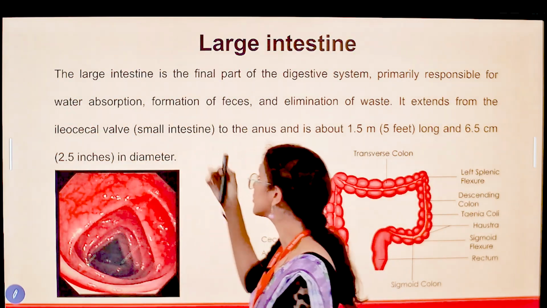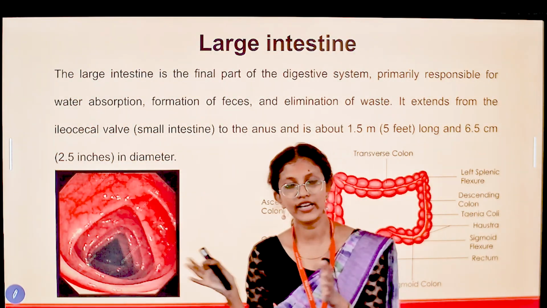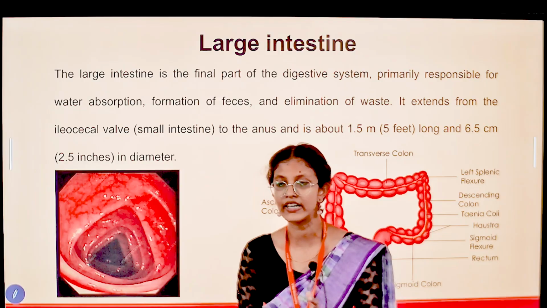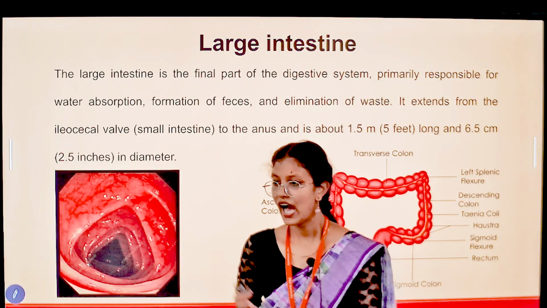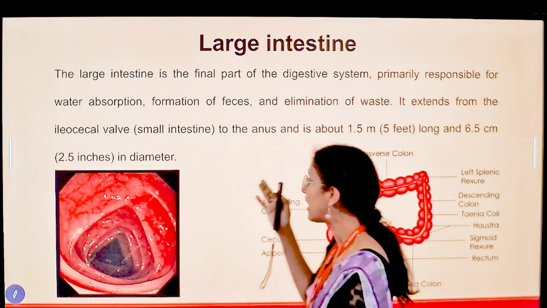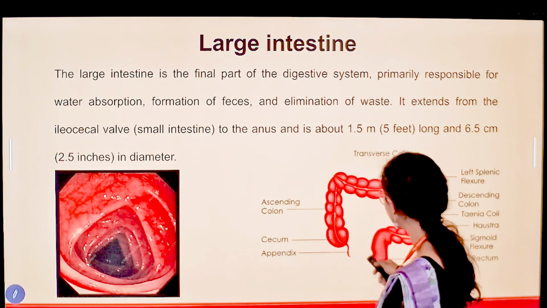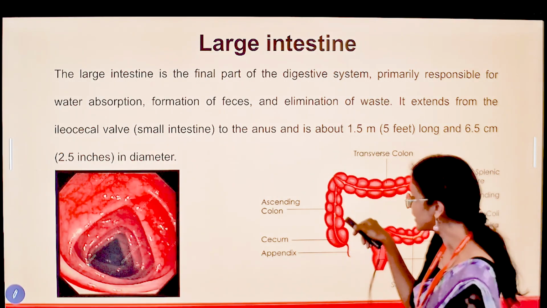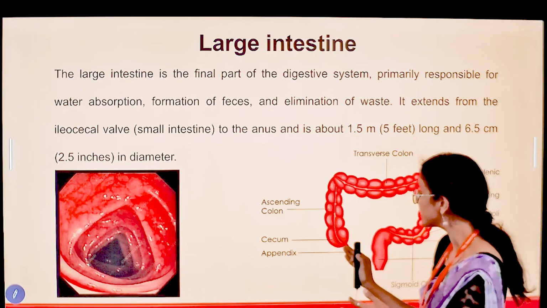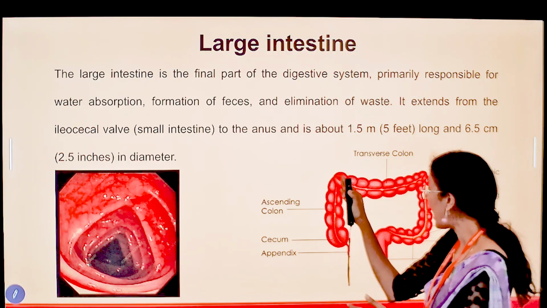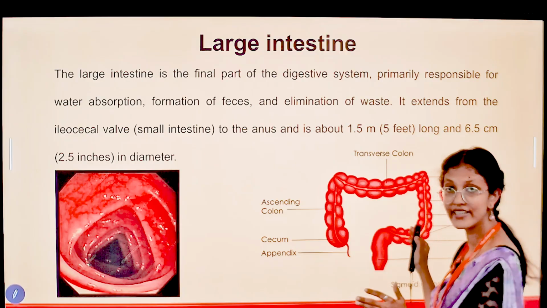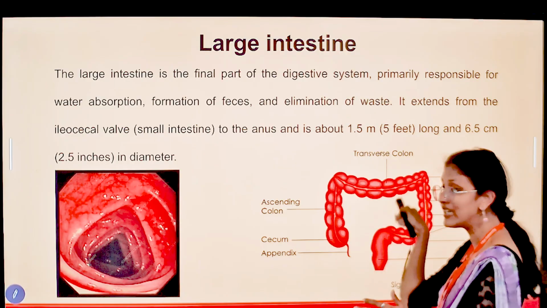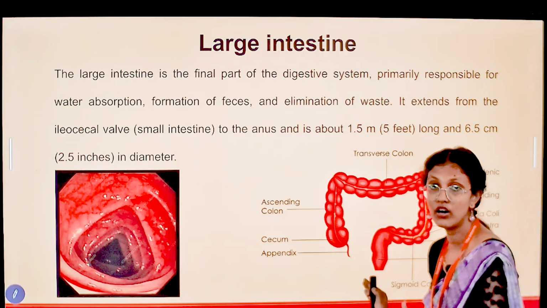Okay, so let's move on to the large intestine. Here, almost all of the absorption is completed. Next, the chyme will move towards the large intestine, which also has different parts. It begins from the cecum. This is the ascending colon, this is the transverse colon, and here you can see the descending colon, sigmoid colon, rectum and the anus.